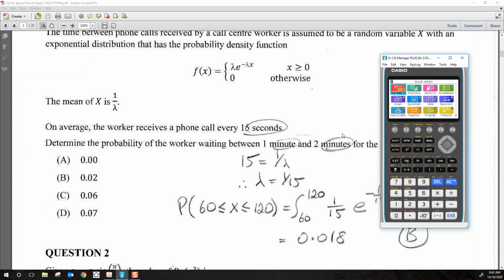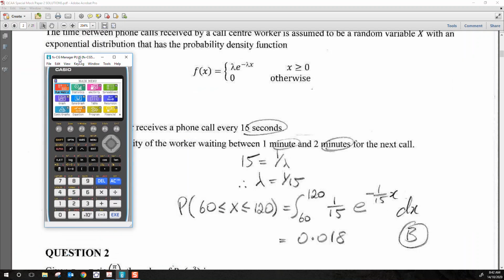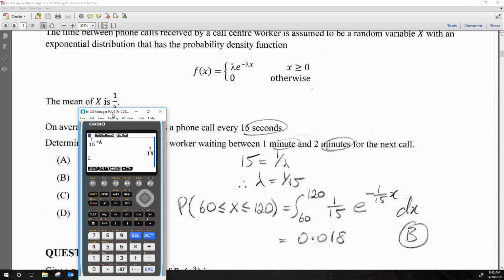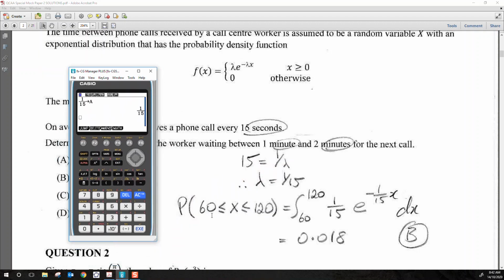Now here is what I would have been doing on my calculator. Straight away I would have gone, well, lambda is 1 over 15, so I'm going to calculate 1 over 15, and I'm going to store that in variable A. They wanted to know the probability of a worker here waiting between 1 and 2 minutes. So remember to change to seconds, and this is the integral I need to perform.